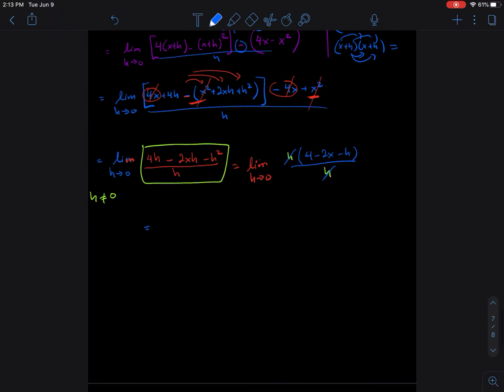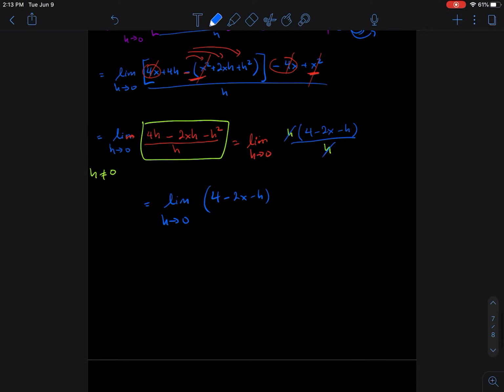Now we're left with the limit as h goes to 0 of 4 minus 2x minus h. So now we can evaluate this limit. This is asking what happens to this entire output as the h value gets really close to 0. When h gets close to 0, you have 4 minus 2 times x minus something very, very, very small, so close to 0.